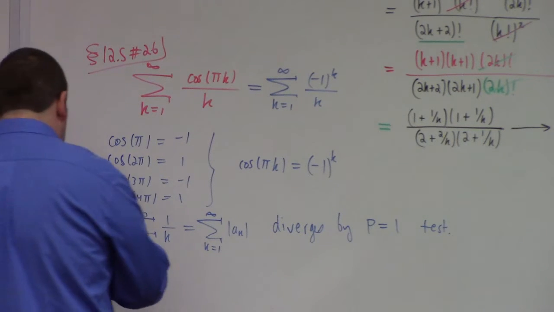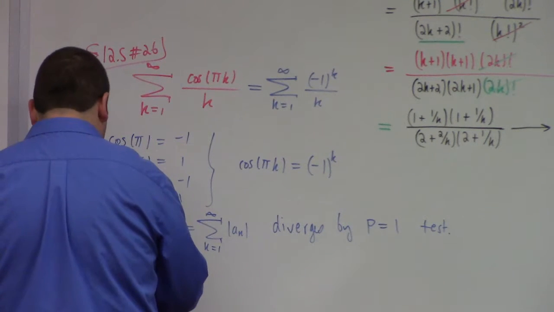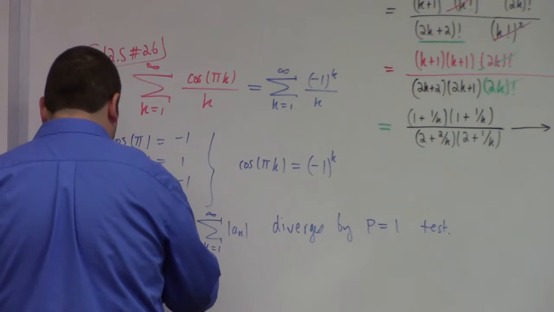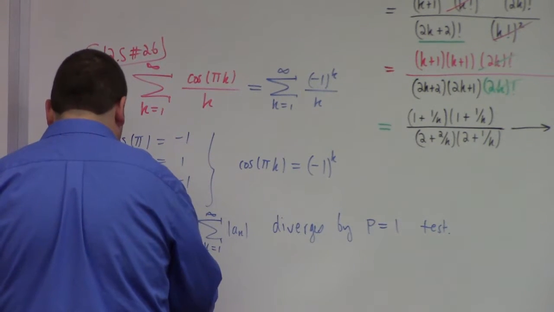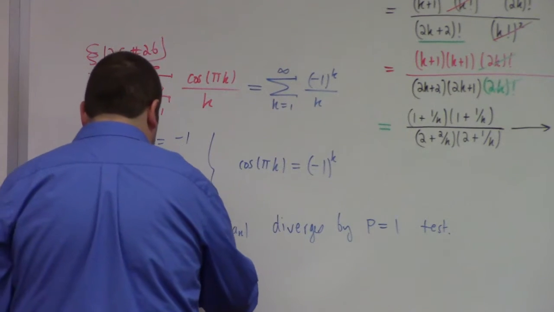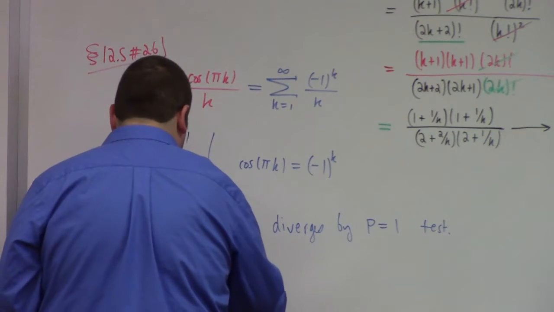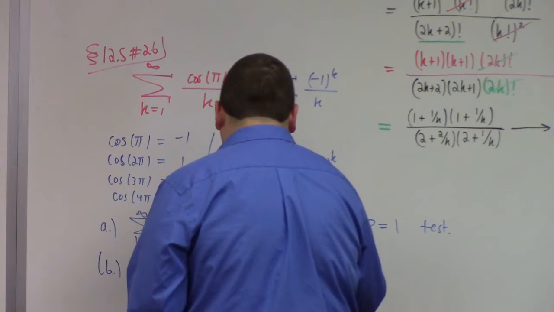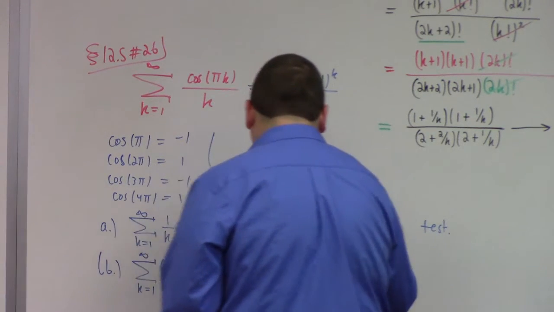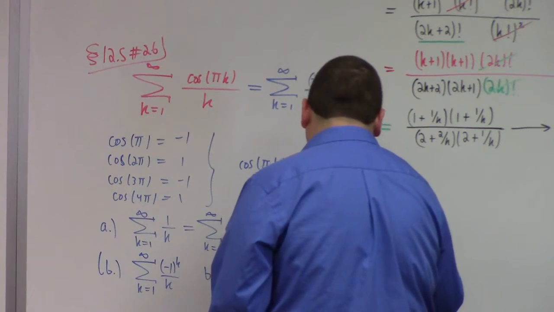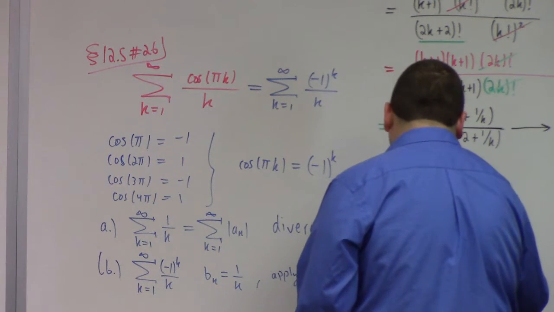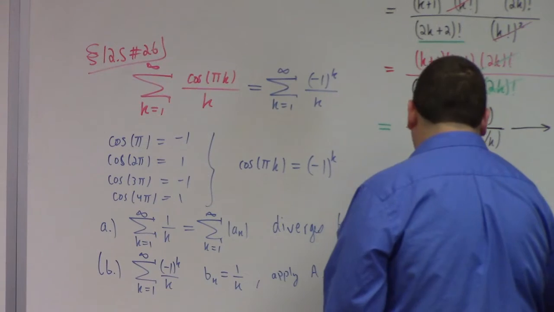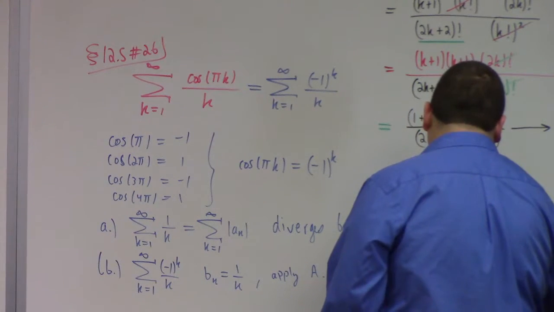Now part B, if you look at the series itself, minus 1 to the k divided by k, you've got b sub k equals 1 over k, so you can apply the alternating series test to obtain, this is a sketch, convergence. Therefore, it's conditionally convergent, right?